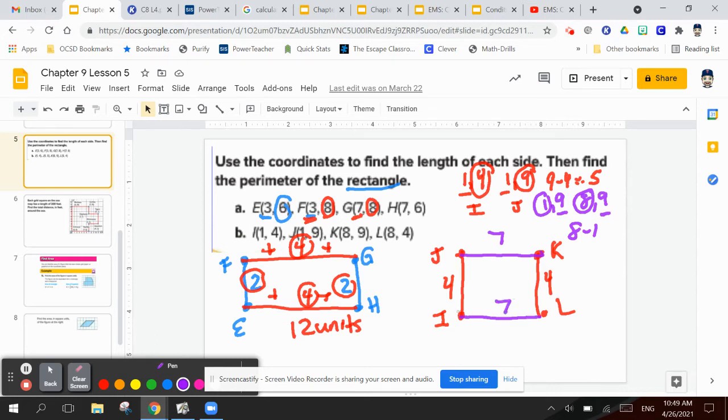So to find the distance around, I add all sides together. 4 plus 7 is 11. 11 plus 4 is 15. 15 plus 7 is 22. And of course, we have units.